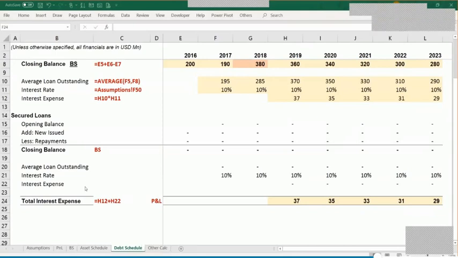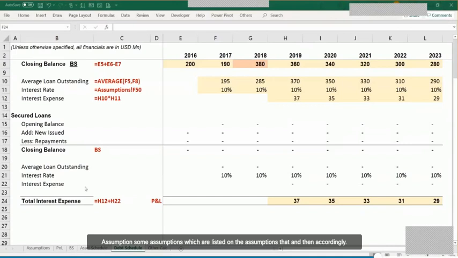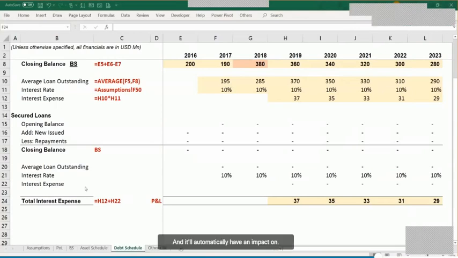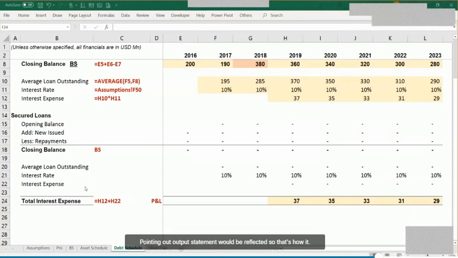Like if I'm running this business, I have to take some assumptions which I listed out in the assumptions tab, and then accordingly work out how my future is going to look. So it is all about assumptions, and then translating those assumptions into financial statements. What we are trying to do is create an integrated model, so that should any of the assumptions change, it will automatically have an impact on the subsequent sheets, and all my corresponding output statements would be reflected. That's how it is going to be created and used.